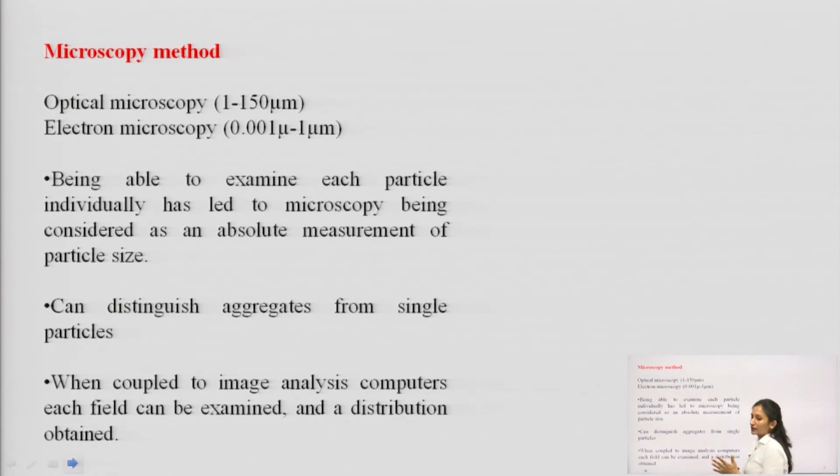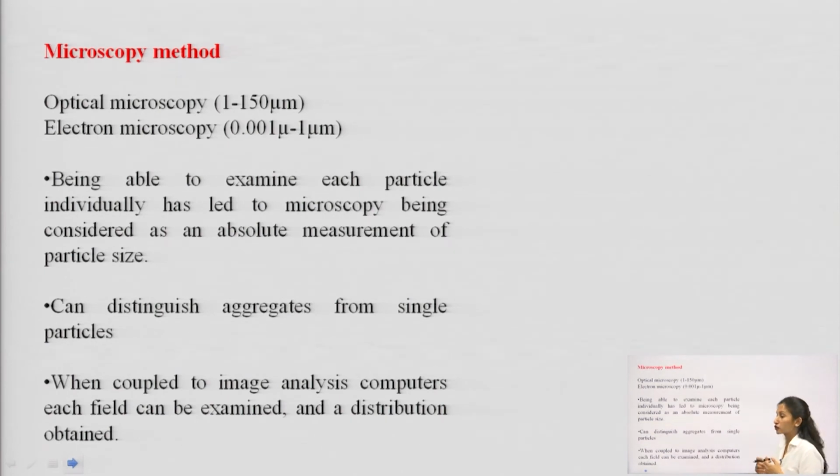So, the microscopy method has its size range, just like in the sieving method or separation method that we studied, where the size range of particles that can be best analyzed was 3 micrometers to 5 mm. Similarly, there is a size range here. In microscopy there are two types: one is optical microscopy, the second one is electron microscopy.